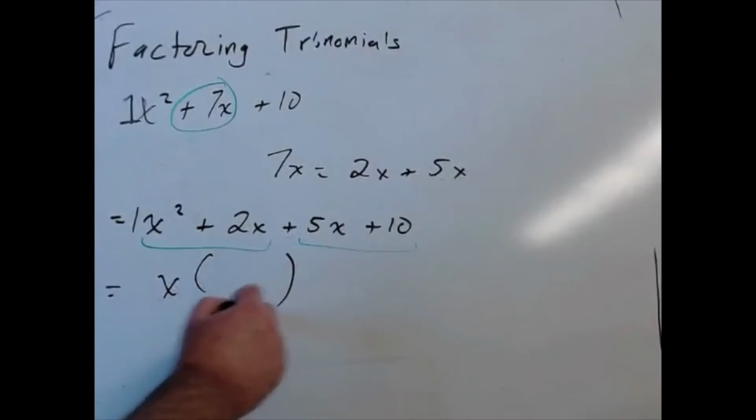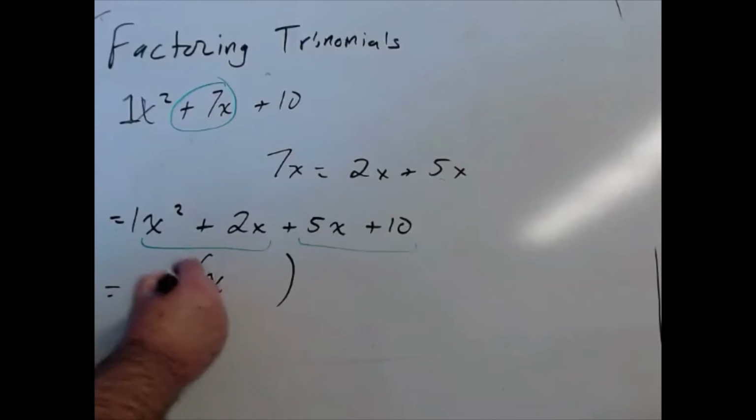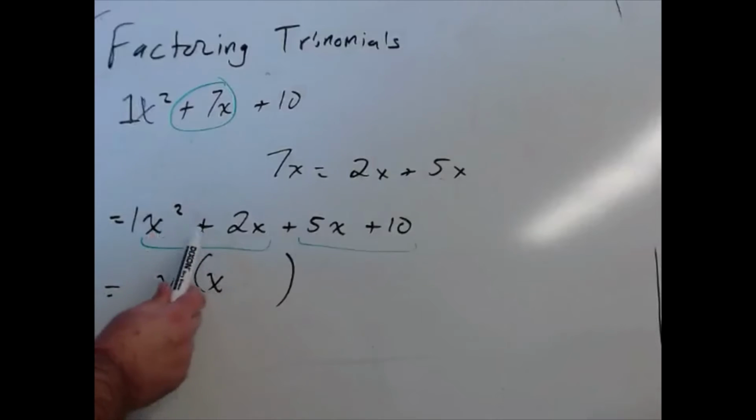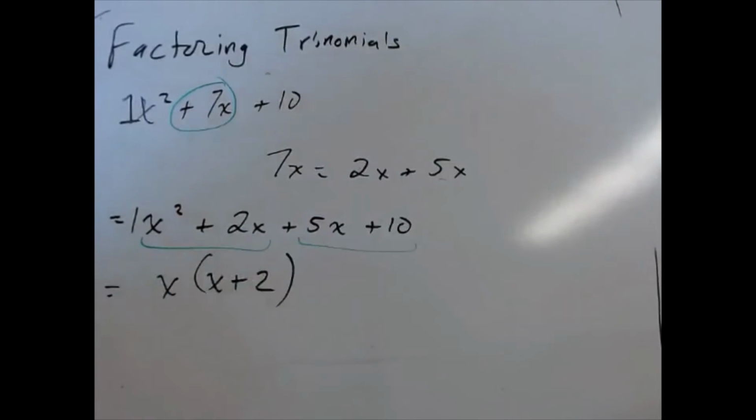Now, factor with a GCF, so we need to find out what goes in here. Well, x times what gives me x squared? Well, x times x, of course. I've got a plus sign here, so x times what gives me a positive 2x? Well, x times positive 2. So as you can see, x squared plus 2x factors into x times x plus 2.